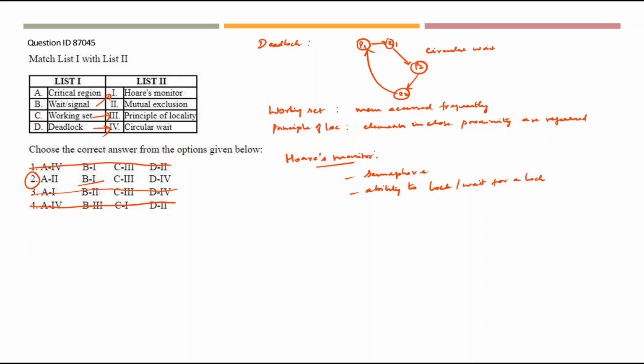So critical region will be obviously mapping to mutual exclusion. Mutual exclusion implies that only one process can be inside the critical section at any time. If any other process requires the critical section, they must wait until it is free. Since we have mentioned about critical section, we are mapping critical region to mutual exclusion. With this, we are completing Unit 5 questions.